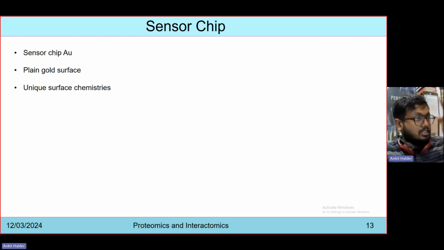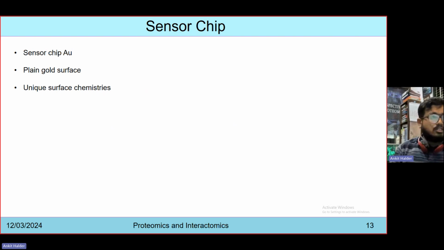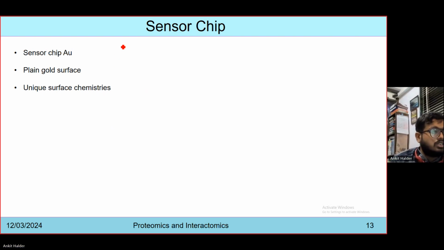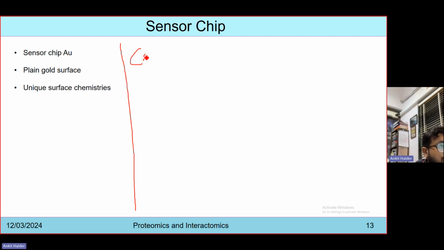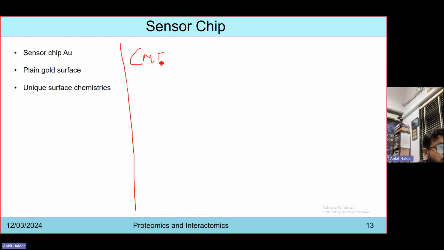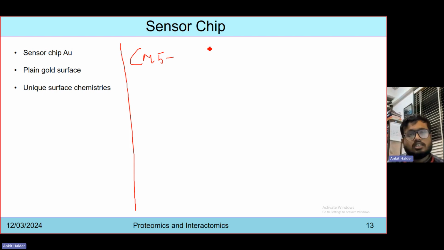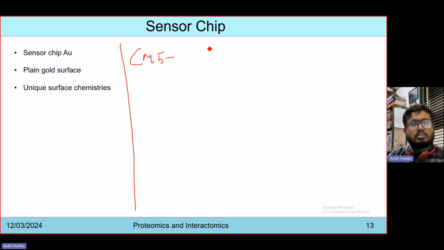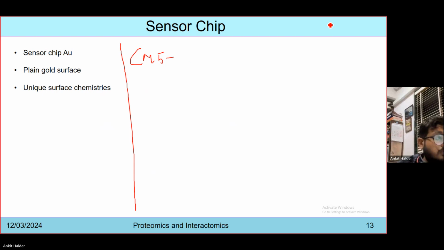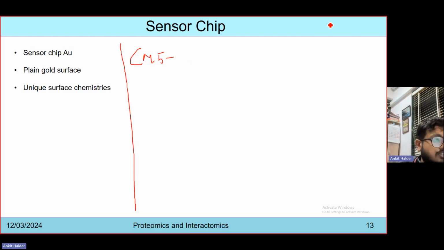Last is the sensor chip AU, which has unique surface chemistries and a plain gold surface. So if I just give you a brief summary, CM5 is the most versatile, with very good stability and reproducibility. But the major thing is that this CM5 is a carboxymethylated dextran.